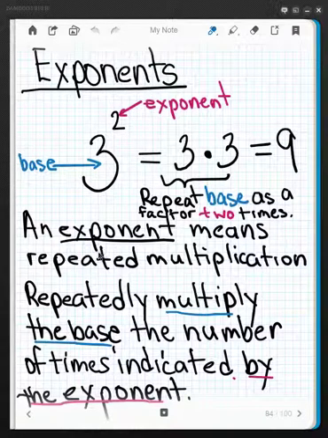The exponent tells us that we are doing repeated multiplication. We are repeatedly multiplying the base the number of times indicated by the exponent. So 3 to the second power, that's how you read this, or 3 with an exponent of 2, has a special meaning: it's squared. So 3 squared is equal to 3 times 3, the base used as a factor 2 times. And 3 times 3 is equal to 9. This is called expanding the exponential notation, and this is what the value is, simplified.